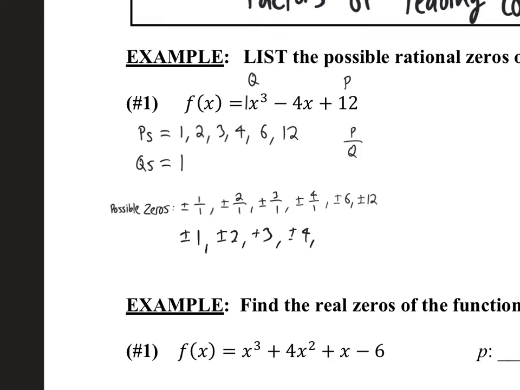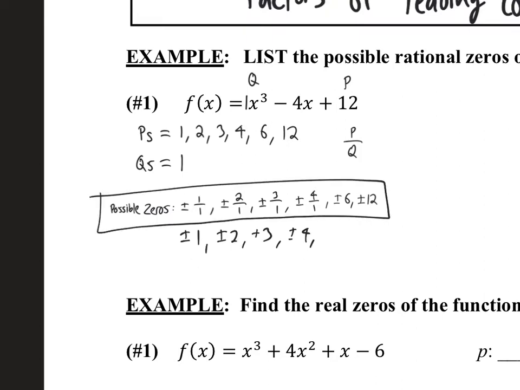And that's all the theorem is telling you to do: once you calculate the factors of p, which is the constant term, divide it by the factors of q, which is the leading coefficient. These are the possible zeros. If you were to solve this and factor it, that's what you would get. So our final answer is going to be this right here. These are our p's and q's. These are our possible zeros.